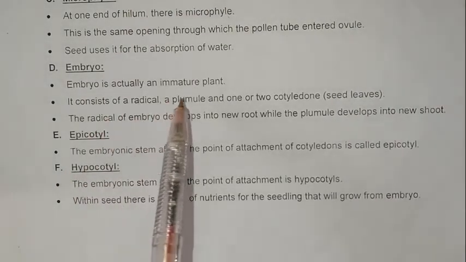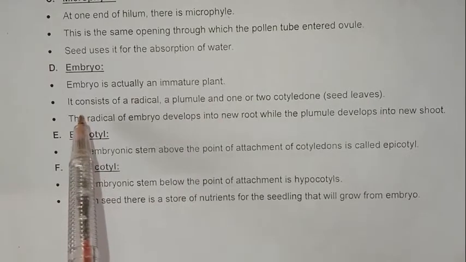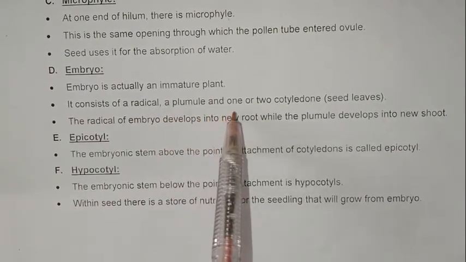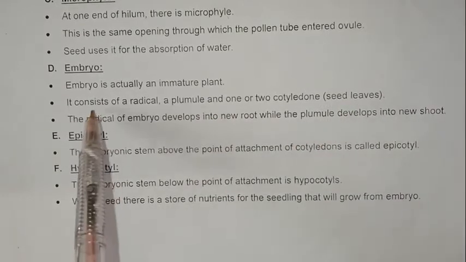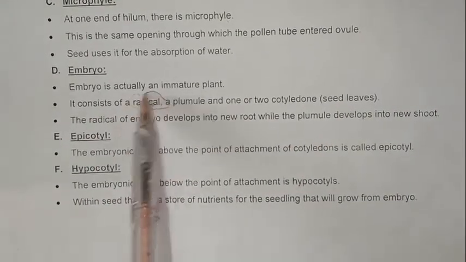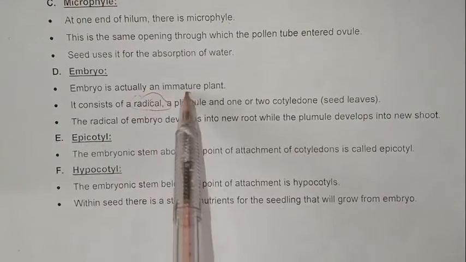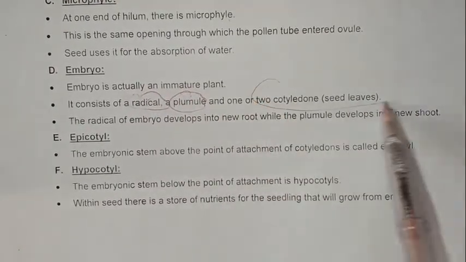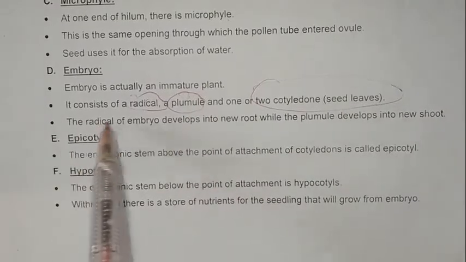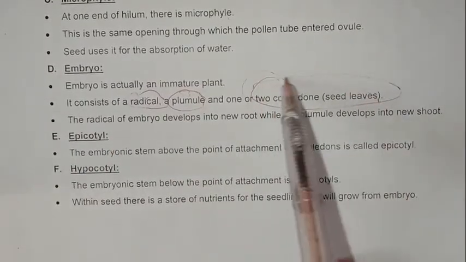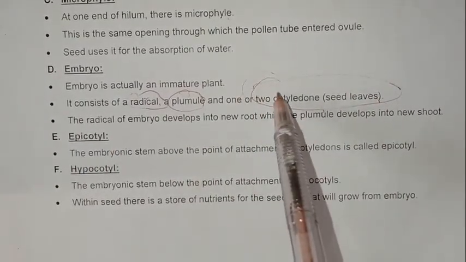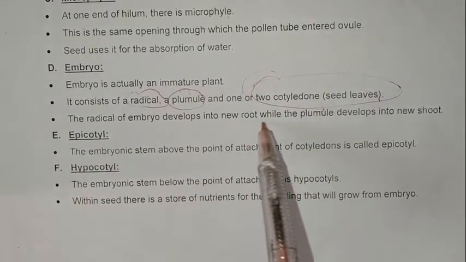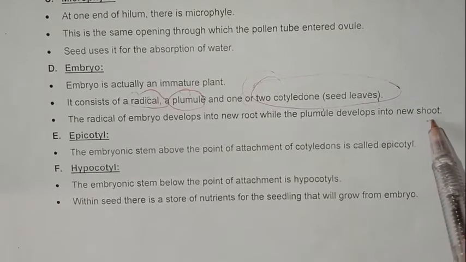The embryo is usually an immature plant. It consists of a radicle, plumule, and one or two cotyledons. So the embryo consists of three parts. One is the radicle, which produces the future root. One is the plumule, which produces the future shoot, and the cotyledons, which are the seed leaves. The food is also stored in the cotyledon. The radicle of the embryo develops into a new root, while the plumule develops into the shoot.